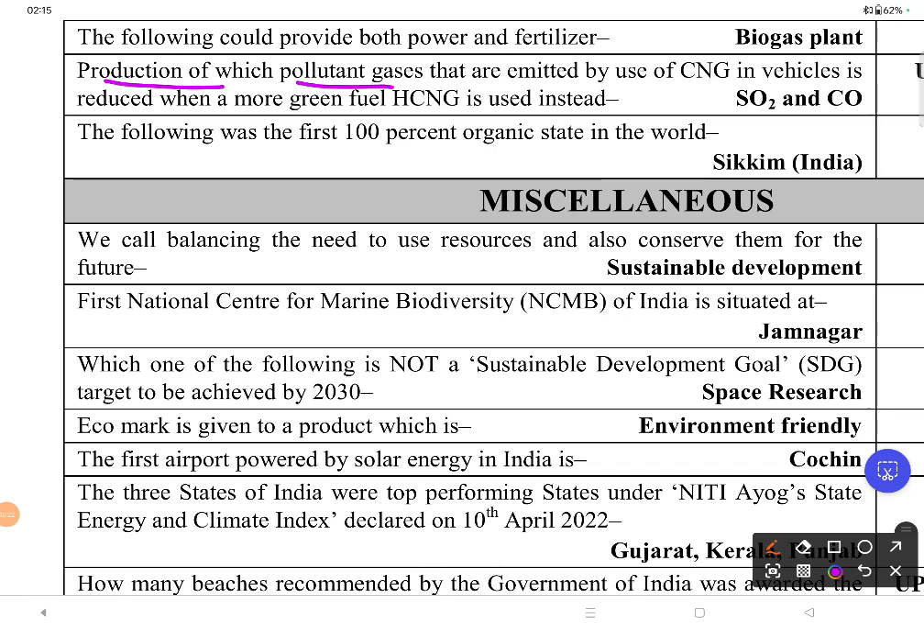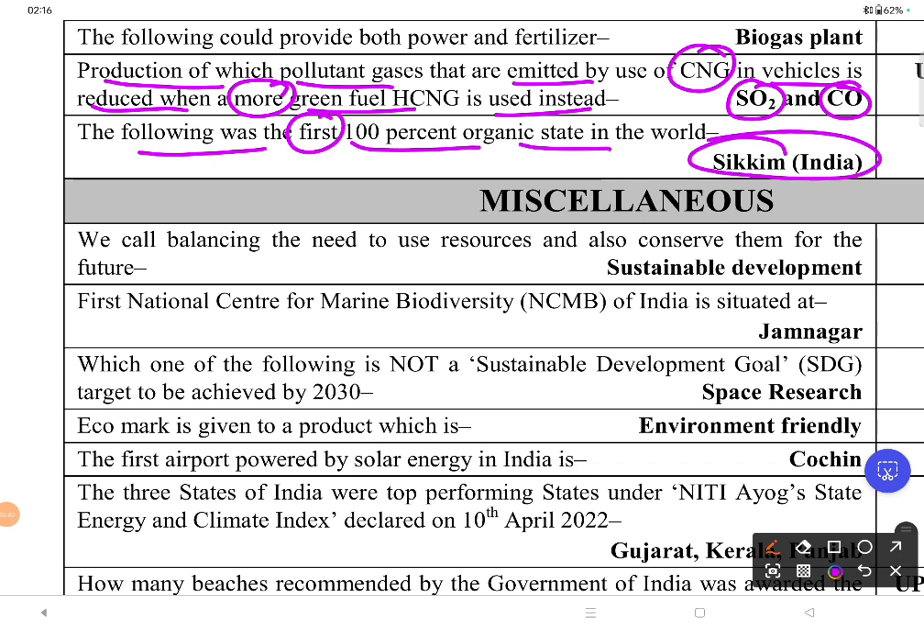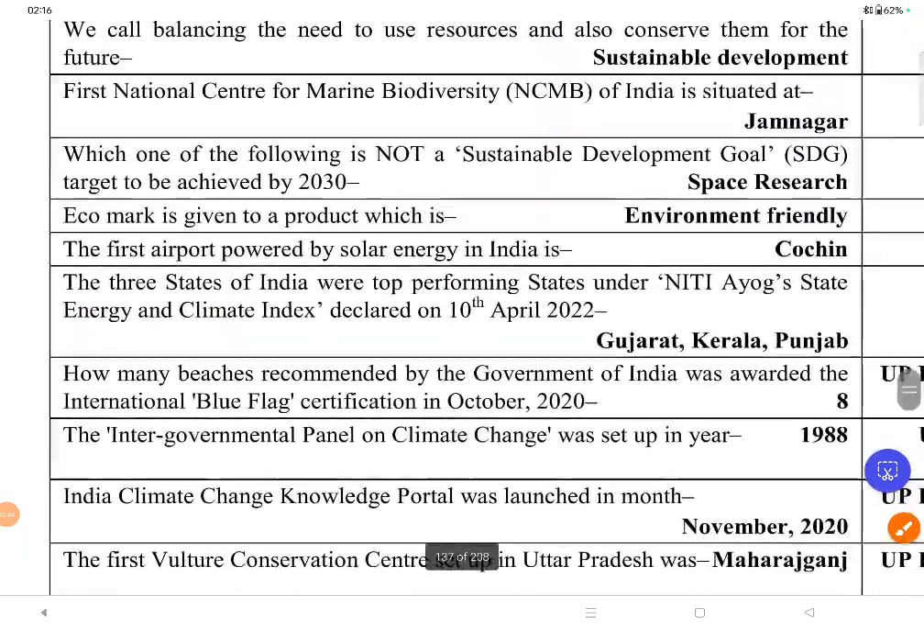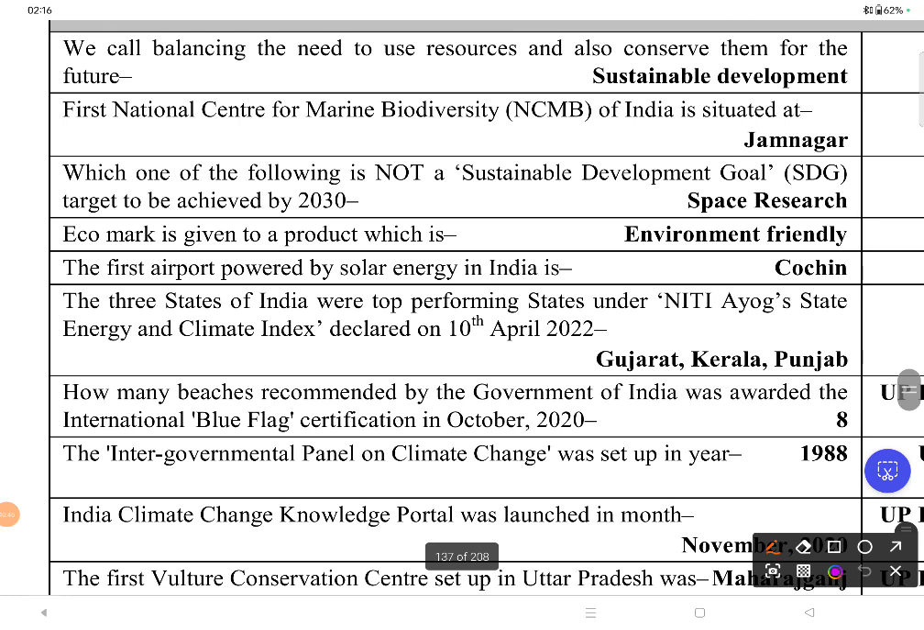Production of which pollutant gases emitted by use of CNG in vehicles is reduced when a more green fuel, HCNG, is used instead? SO2 and CO. The following was the first 100% organic state in the world: Sikkim, India. Move on to the next section, that is miscellaneous section. We call balancing the need to use resources and also conserve them for the future sustainable development.